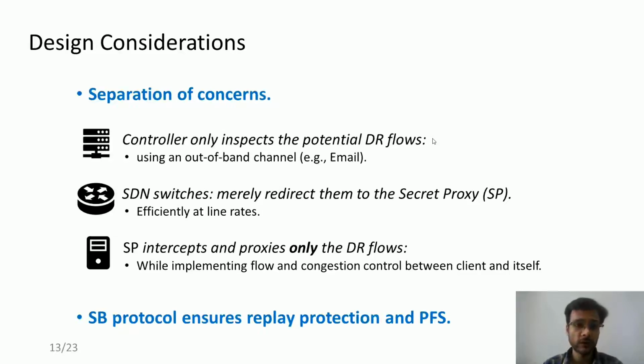So this was the walkthrough, and what we have been able to achieve with this design is that we have been able to separate the concerns. That is, we have been able to separate out different operations that are performed in a normal decoy routing system. These operations are split between the controller, which identifies the potential DR flows with the help of an out-of-band channel such as email. It instructs the SDN switches to redirect traffic on the fly, and the SDN switch forwards the packets at line speeds, whether it be decoy routing packets or the non-decoy routing packets.